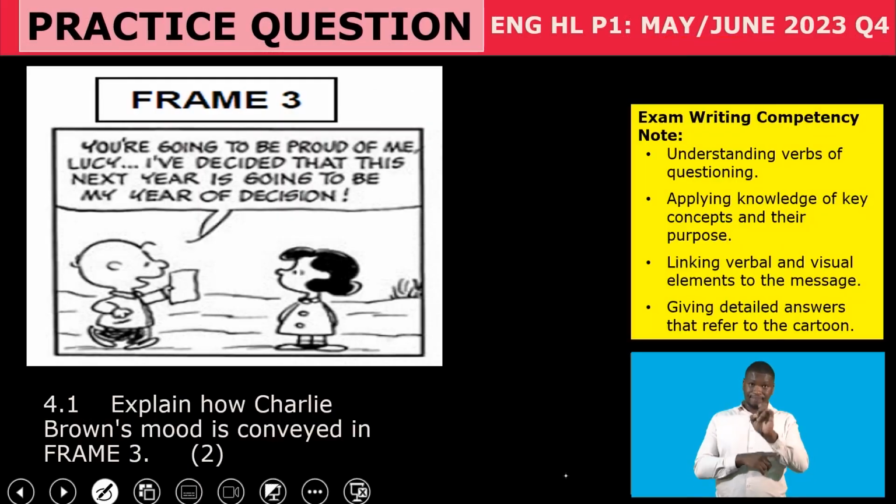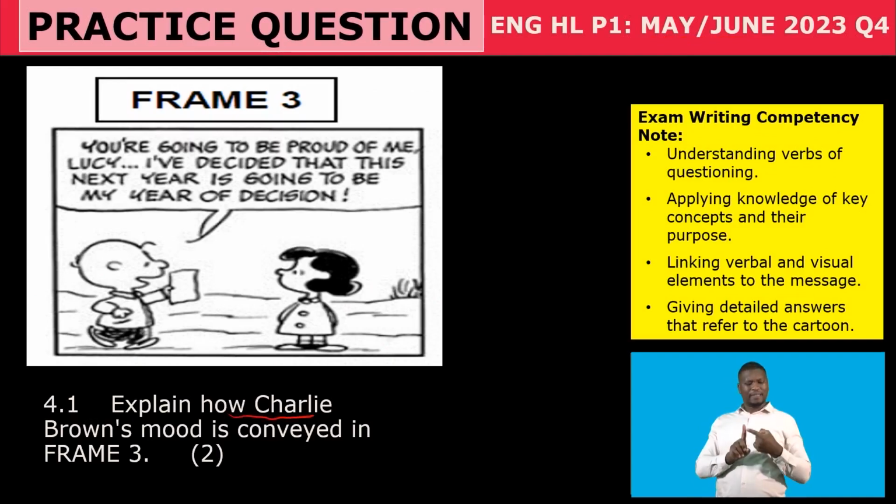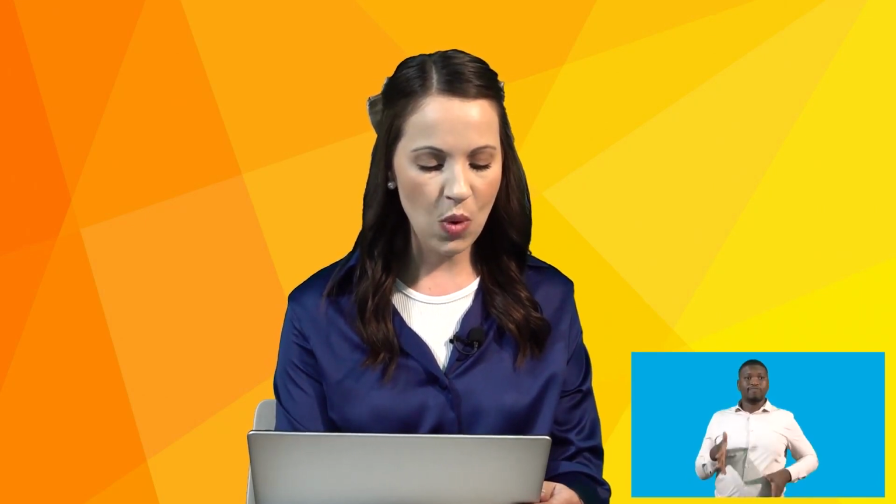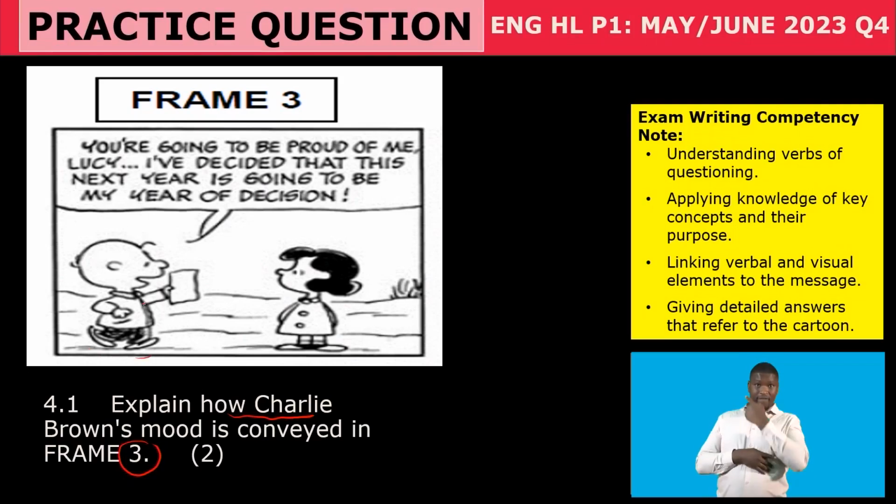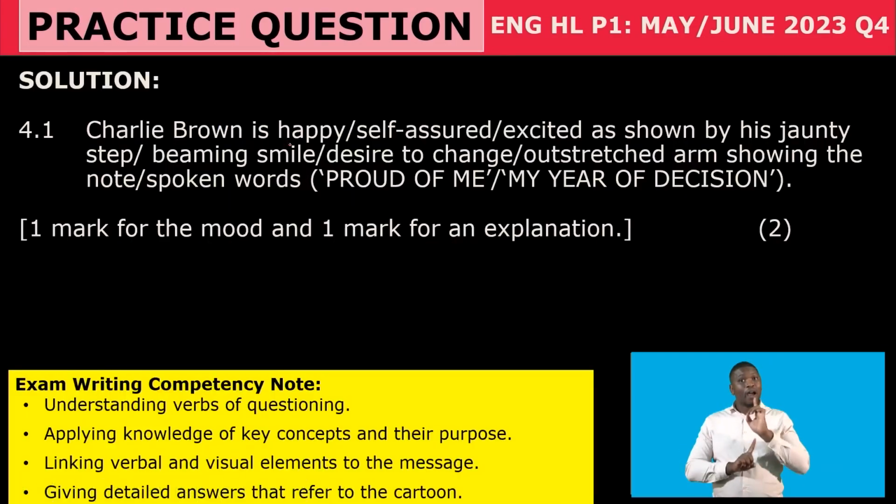Now let's look at the questions. Question 4.1. Explain how Charlie Brown's mood is conveyed in frame 3. So there are no limits on verbal or visual elements, so you can refer to any of those for 2 marks. Of course, he's walking, we can see that in the movement, he's smiling, and then he also says, "You're going to be proud of me, Lucy. I've decided that this next year is going to be my year of decision."